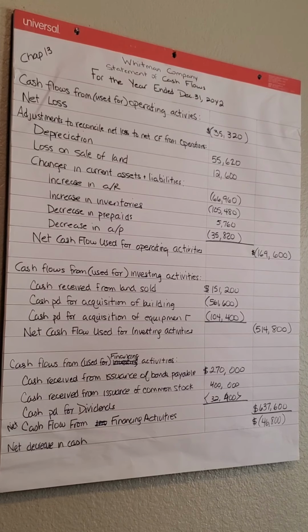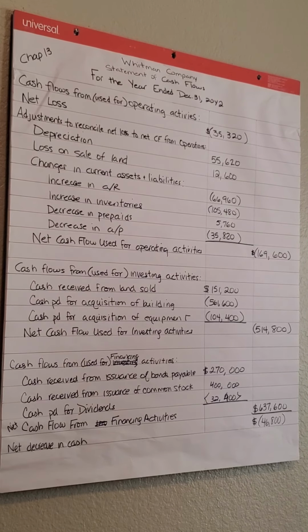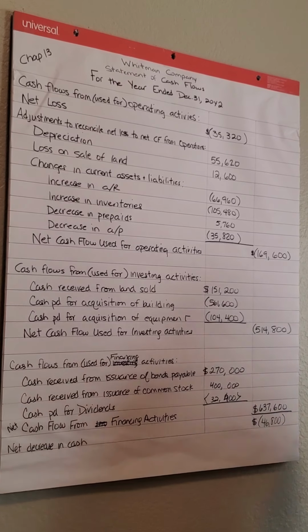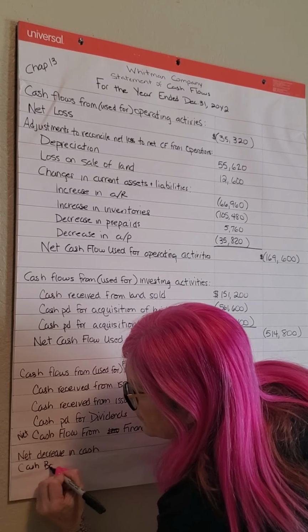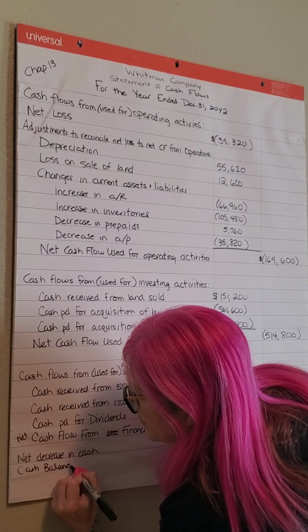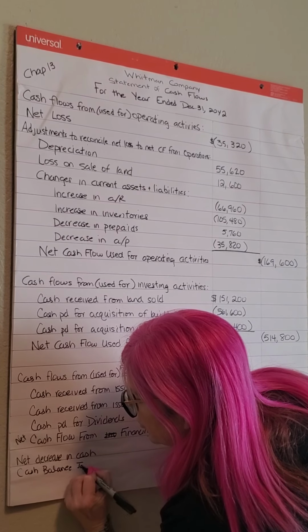All right, so then the last 2 lines are, the next line is cash balance January 1st. So I'm going to put January 1st.